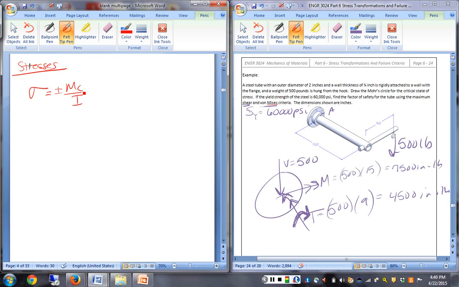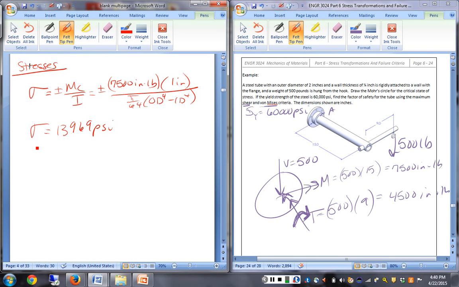All right, what's my c? This was an outer diameter of 2 inches and wall thickness of 1/4. It's 1 inch. It's the distance from the neutral axis in the middle out to the furthest point. So this is plus or minus 7,500 times an inch over I, and I is pi over 64 times OD to the 4th minus ID to the 4th. We're given all that, so that ends up being 13,969 PSI. That's my normal stress.